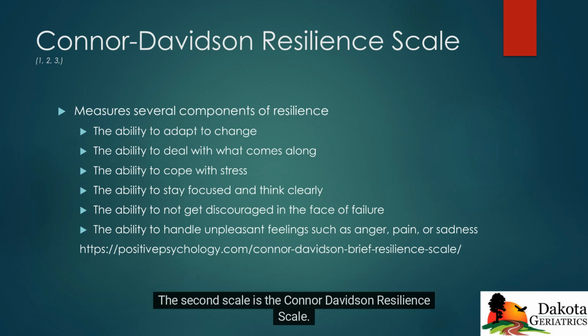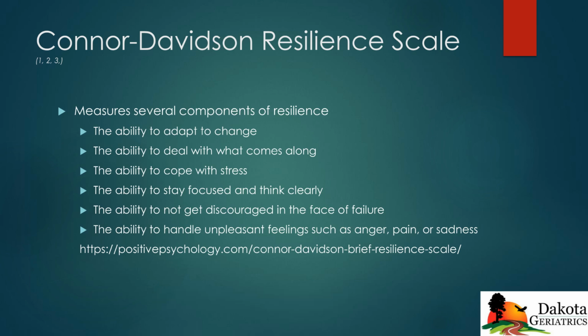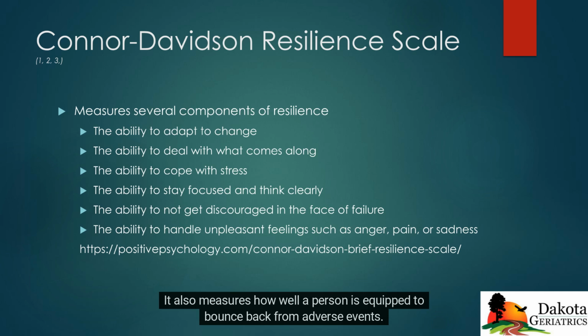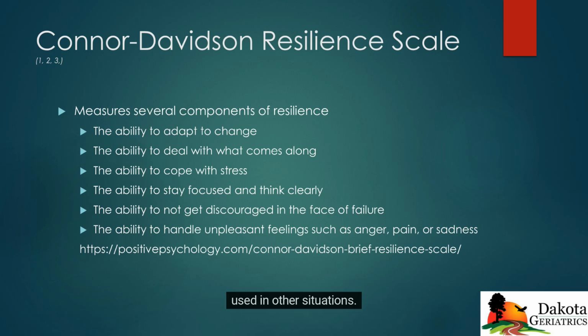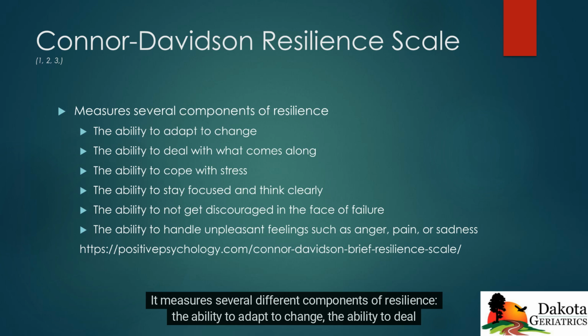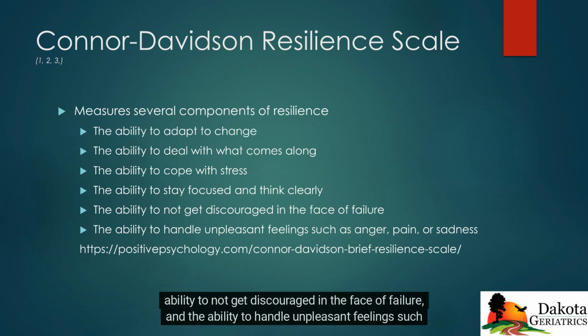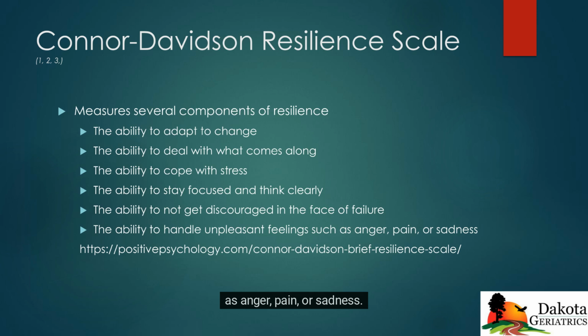The second scale is the Connor-Davidson Resilience Scale. It also measures how well a person is equipped to bounce back from adverse events. It was originally developed to assess those with post-traumatic stress disorder. However, it can be used in other situations. It measures several different components of resilience: the ability to adapt to change, the ability to deal with what comes along, the ability to cope with stress, the ability to stay focused and think clearly, the ability to not get discouraged in the face of failure, and the ability to handle unpleasant feelings such as anger, pain, or sadness.